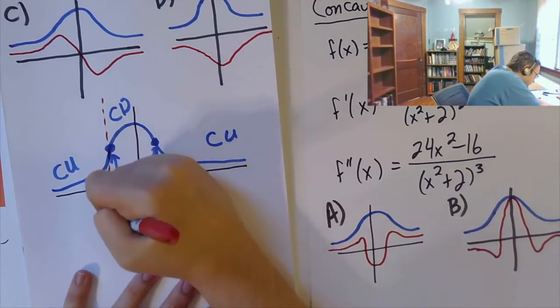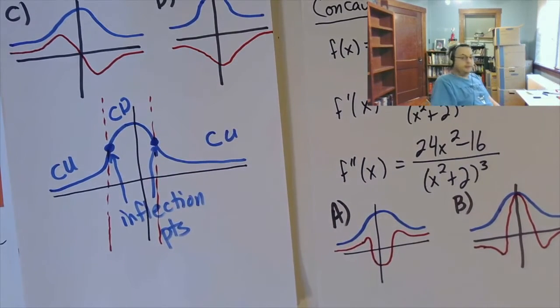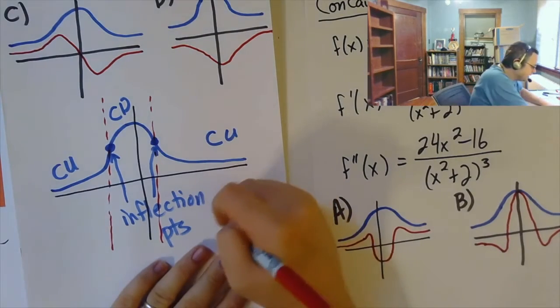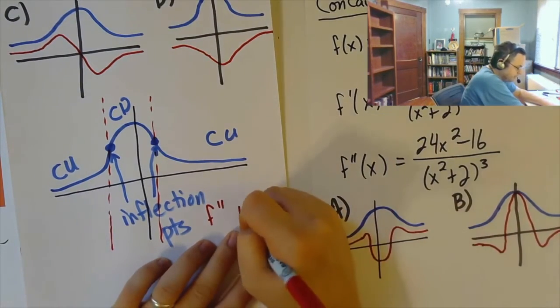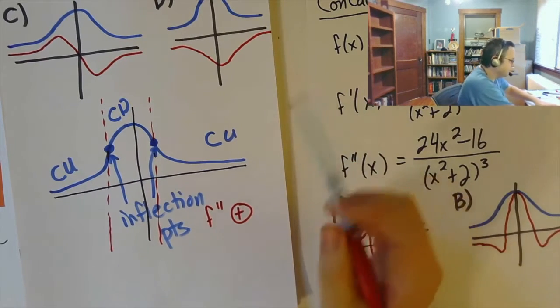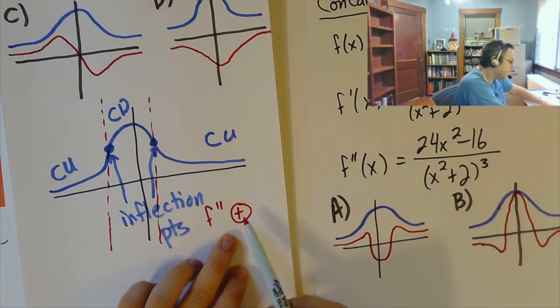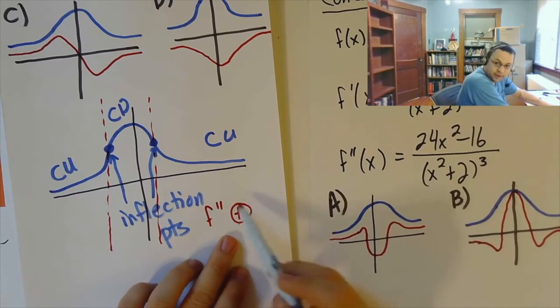Okay, so we're going to break this into pieces. We know that the second derivative should be positive where the function's concave up, and negative where the function's concave down, and it should be 0 at the inflection points where it changes. So here, f double prime should be positive because the function's concave up. And so the red graph, that's the second derivative. It was a coincidence, but I picked the right color. The red graph should be positive over in this zone.